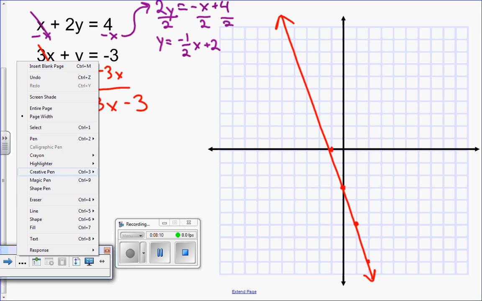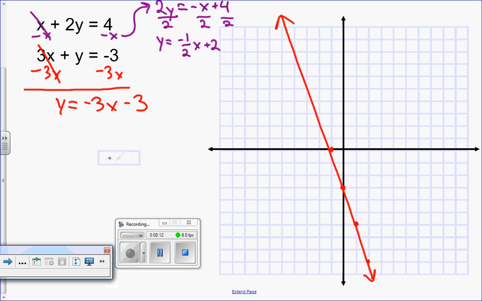And then I'm going to do the purple equation with the purple pen. And that equation is y equals negative 1/2 x plus 2. So I go to plus 2 on the y-axis. And the slope is negative 1/2, so I'm going to go down 1 over 2. Down 1 over 2. I'm going to draw a line through those points.